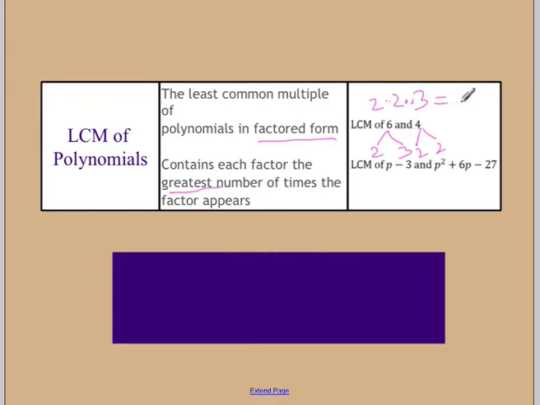So 2 times 2 is 4, times 3 will give me 12. And that was the least common multiple that we had before. Now if I'm looking at polynomials, we want to make sure it's in a factored form. So the first one we have is p minus 3. I can't factor that any further.